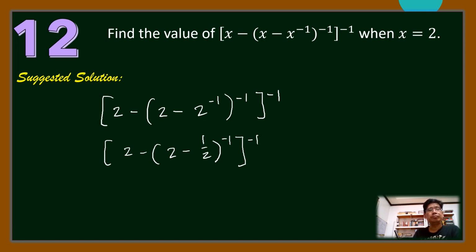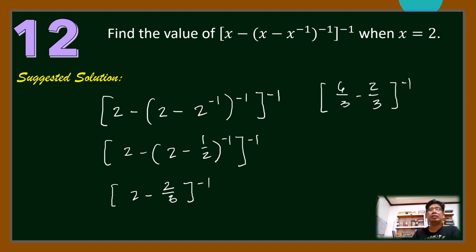2 minus 1 half is 3 halves. So we have 2 minus 3 halves raised to negative 1 is 2/3. Then we have raised to negative 1. 2 minus 2/3 is 6 over 3 minus 2/3. And then we have raised to negative 1. 6/3 minus 2/3 is 4/3 raised to negative 1. Then this is equal to 3 over 4.